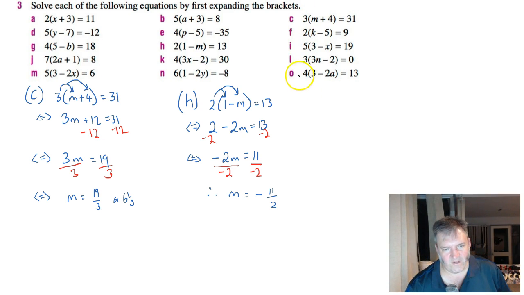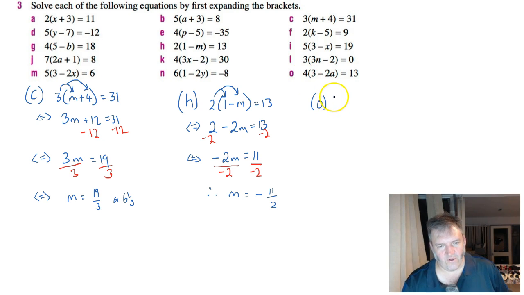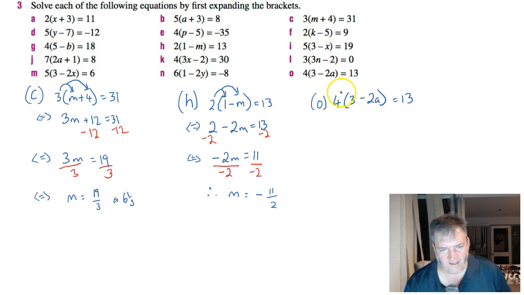Let's have a go at the very last one, O. Why not? Oh my goodness, how are we going to do this? Let's have a look. 4 outside of 3 minus 2a equals 13. Well, 4's not going to go into that 13, so I can forget about that. Let's expand.